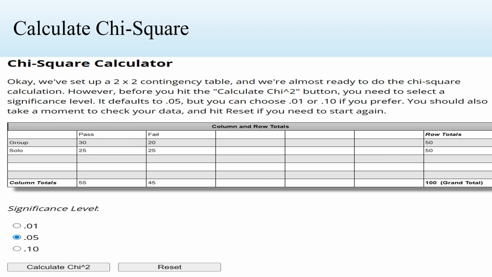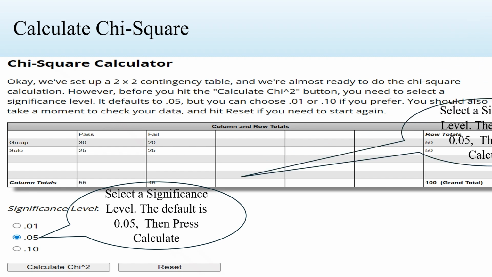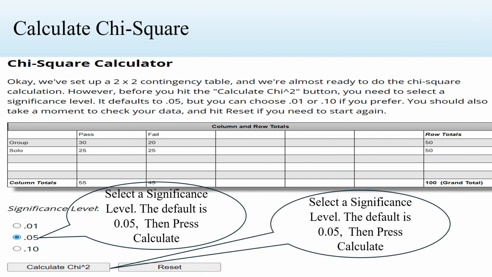But before we do, we must choose a significance level. By default, it is set at 0.05, which is the most commonly used level. However, you may also choose 0.01 if you want to be stricter, or 0.10 if you want to be more lenient. After selecting your level, simply press the Calculate Chi-Square button. This will give us the chi-square statistic and allow us to test whether the difference between groups is significant.